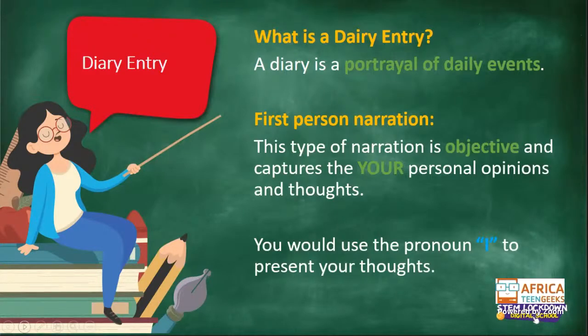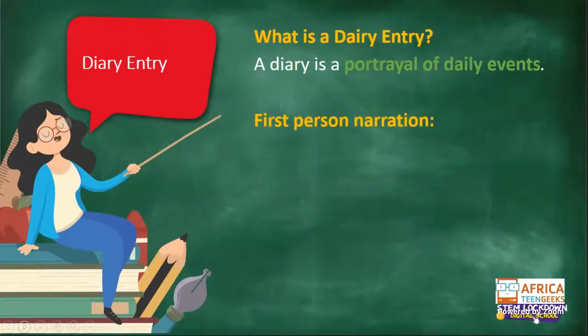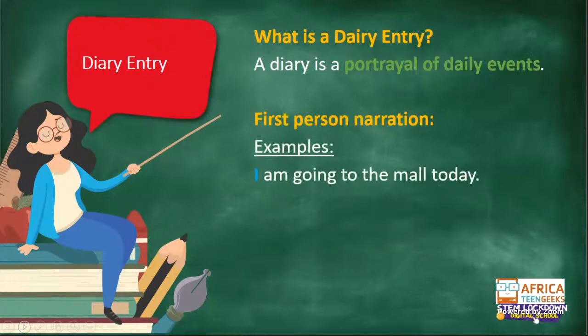So, it's very first person oriented. Right, let's look at first person narration again. I am going to the mall today. That's first person. Okay, so you are going to the mall and you are telling someone else that you are going to the mall. Sometimes you're just talking to yourself. It's first person. I am unhappy today. Again, we've used the pronoun I.